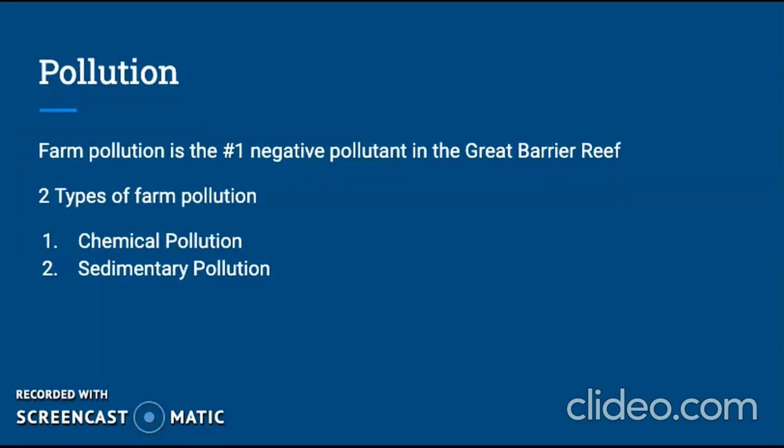So though we can't see the effects of pollution on the Great Barrier Reef just any day, especially here in the middle of Colorado, pollution has a big effect on the health of the ecosystem at the Great Barrier Reef. So farm pollution is actually the number one negative pollutant in the Great Barrier Reef, and there are two types of farm pollution: chemical pollution and sedimentary pollution.